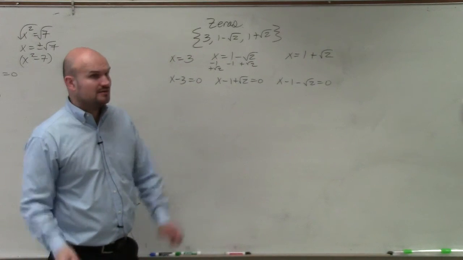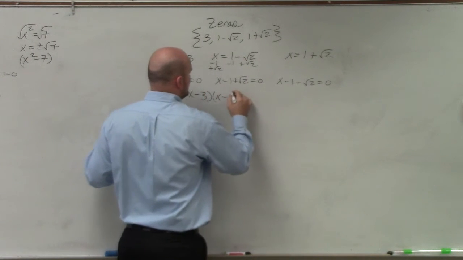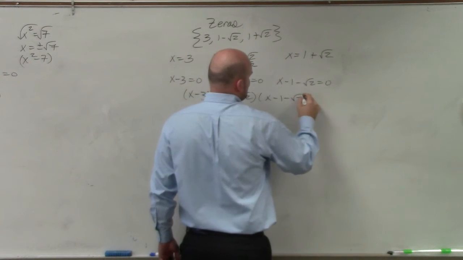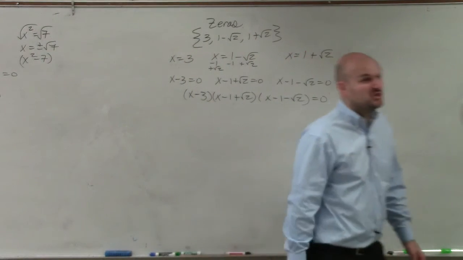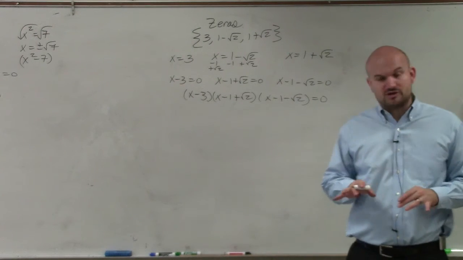Doesn't look that much fun, right? But hold on. It's OK. (x minus 3)(x minus 1 plus the square root of 2)(x minus 1 minus the square root of 2) equals 0. Now we need to multiply all of this, and it looks crazy to do. However, there are a couple tricks.